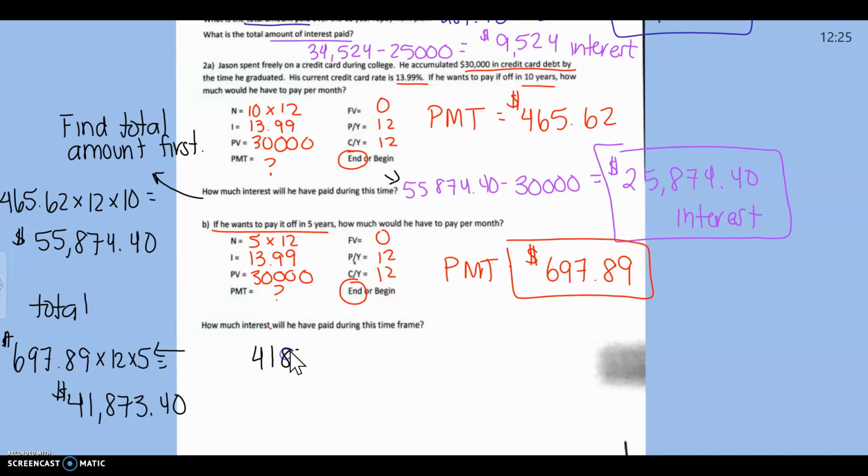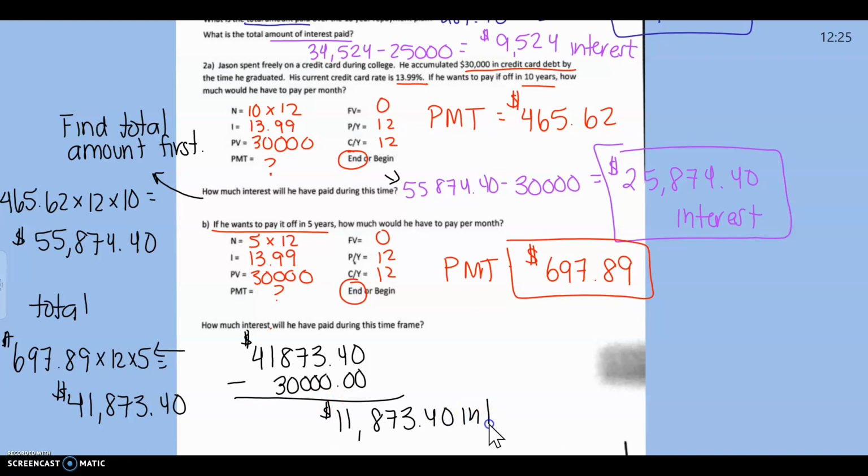So $41,873.40 minus the $30,000 he started with. Y'all, he's only paying $11,873.40 in interest. Now that is a ton of money. But in comparison, if he can afford to pay the $697.89 per month, that's the way to go because he's only paying almost $12,000 in interest rather than almost $26,000 in interest. So that's why you want to pay off your debt as fast as possible.